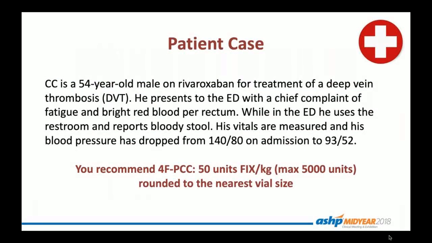Bringing it back to our patient case, our patient presents with a lower GI bleed, and he's becoming hemodynamically unstable. Because he was on rivaroxaban, we recommend 4-factor PCC, 50 units per kilo with a max of 5,000 units, since this institution did not have andexanet alfa at all.